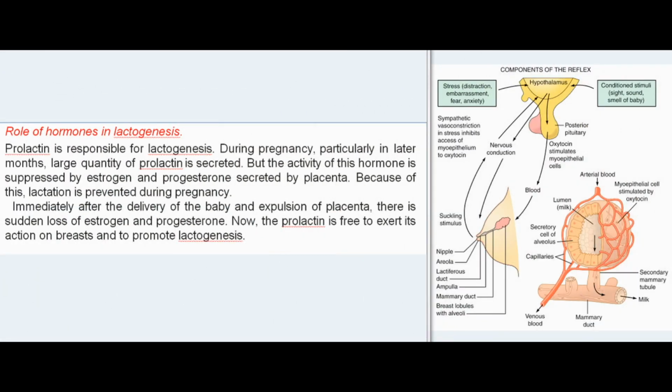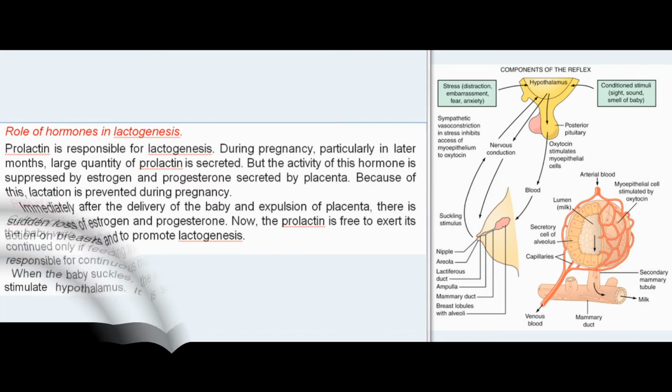Role of hormones in lactogenesis. Prolactin is responsible for lactogenesis. During pregnancy, particularly in later months, a large quantity of prolactin is secreted. But the activity of this hormone is suppressed by estrogen and progesterone secreted by the placenta. Because of this, lactation is prevented during pregnancy. Immediately after the delivery of the baby and expulsion of the placenta, there is a sudden loss of estrogen and progesterone. Now, the prolactin is free to exert its action on breasts and to promote lactogenesis.